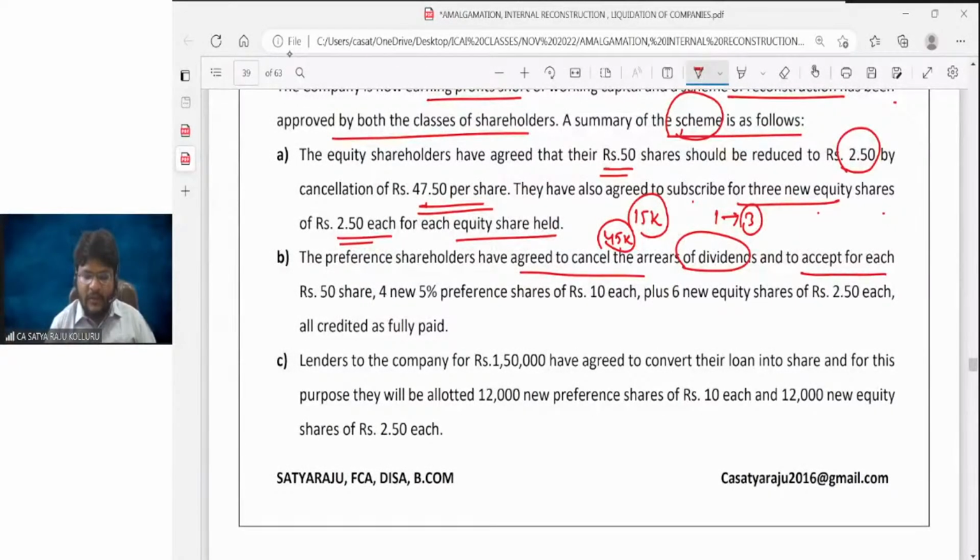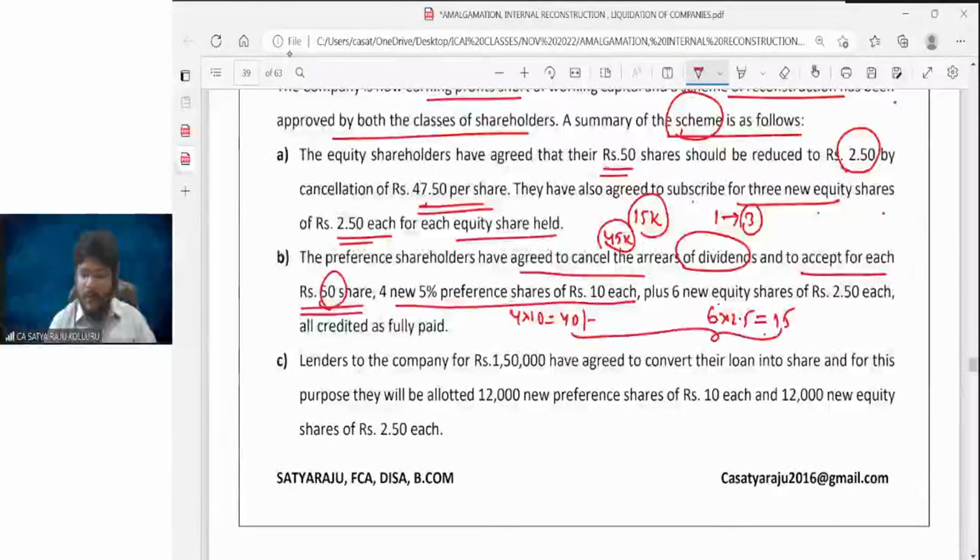And to accept, for each rupees 50 share, 4 new 5% preference shares of 10 each. That is 4 into 10, 40, plus 6 new equity shares of 2.5 each. 6 into 2.5, which is 15, right? For every 50 rupees per share, we are paying 40 plus 15, 55. Is it a profitable situation for the company or a loss making situation? For every 50 rupees, the company is going to pay 55 rupees, which is not a profitable situation, which is a loss situation.